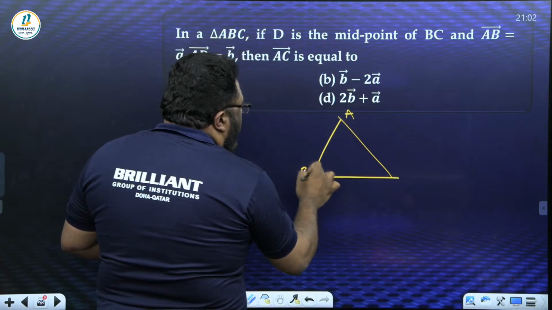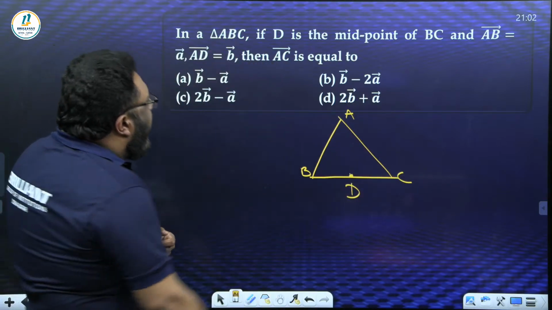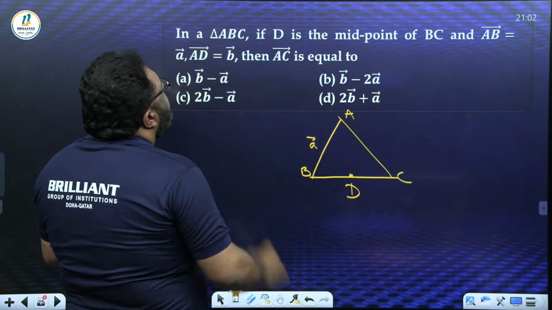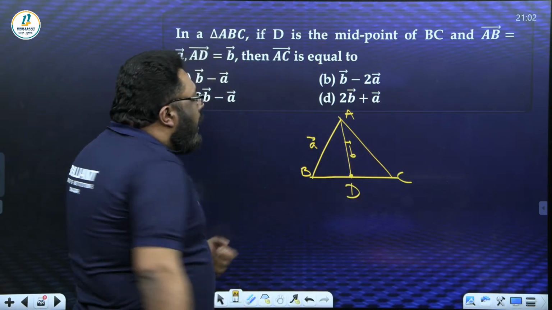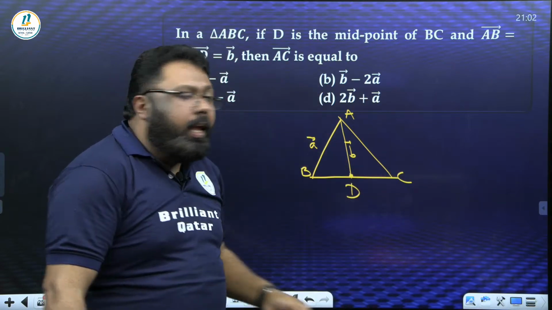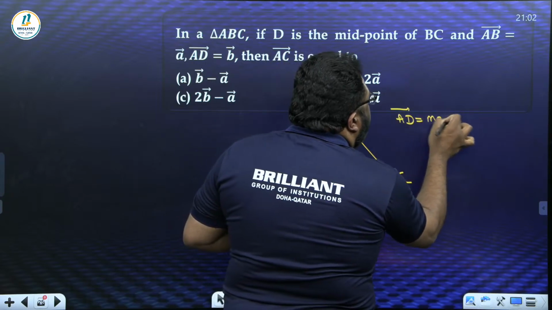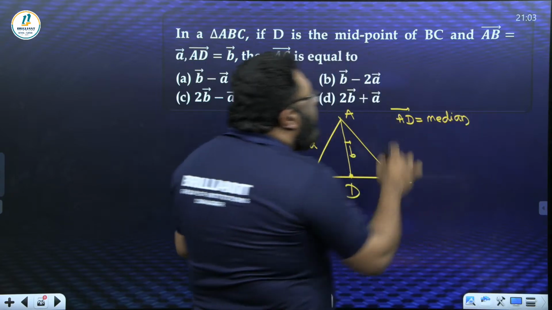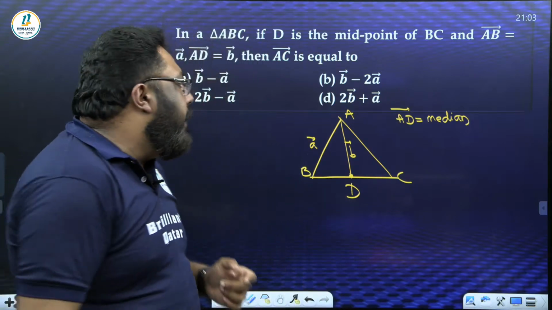Again, triangle concept. D is the midpoint of BC. AB equals A and AD equals B. My dears, because D is the midpoint of BC coming from A, remember AD is going to be called a median. We did not come across the concept of median till now. There are a lot of ideas behind median.